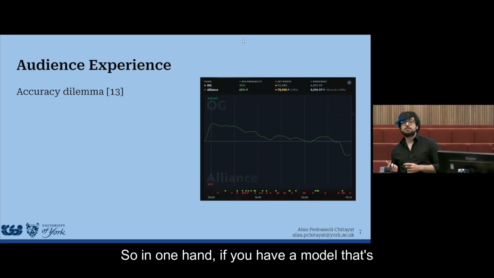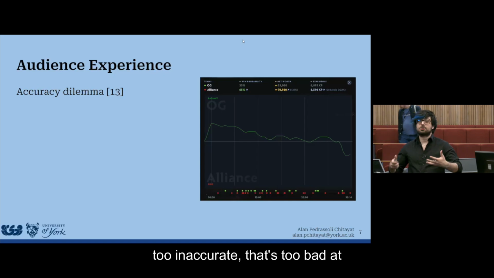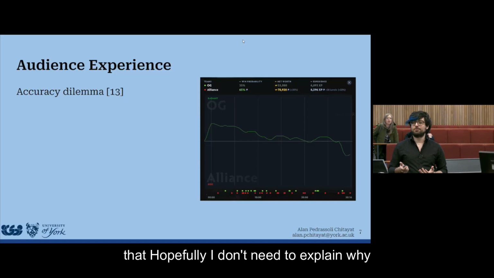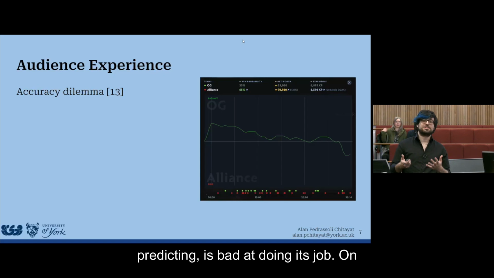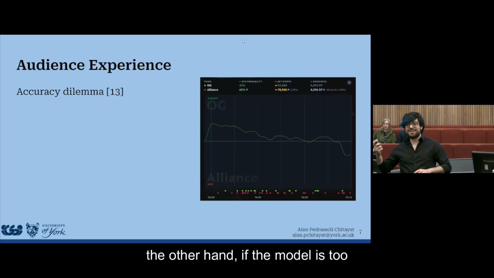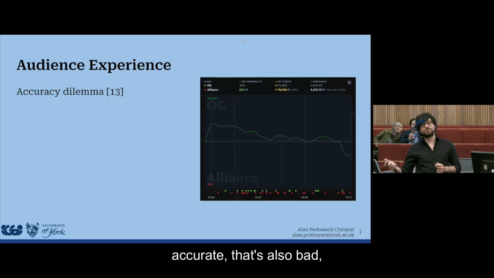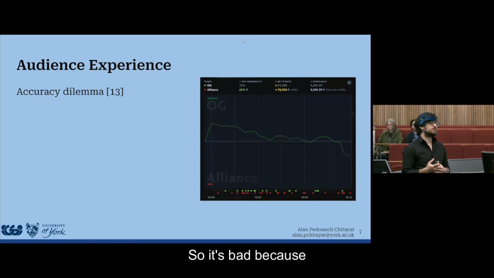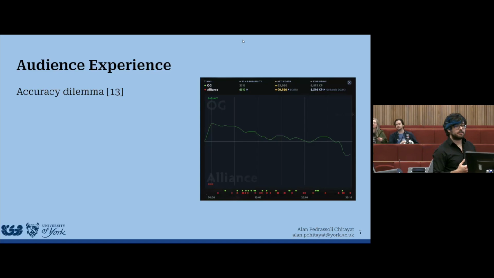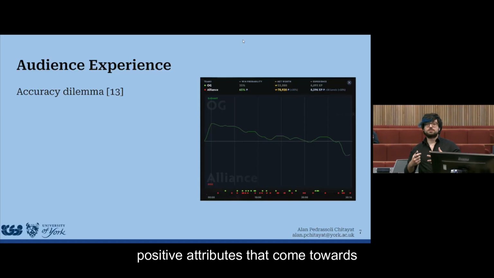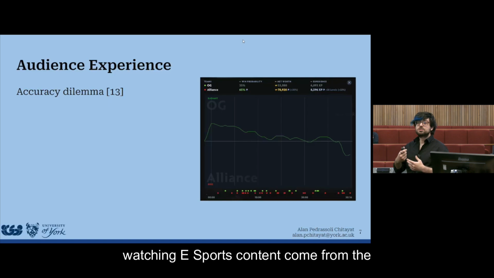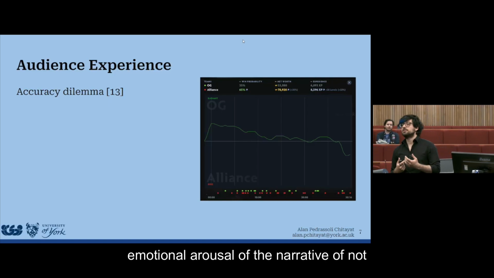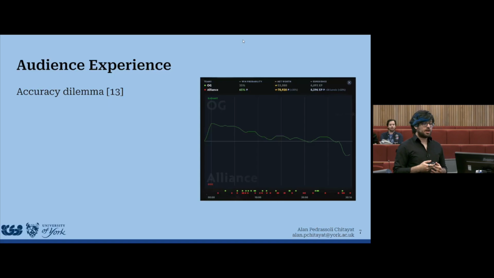On one hand, if you have a model that's too inaccurate, that's too bad at predicting, hopefully I don't need to explain why that's not very useful, because it's bad at doing its job. On the other hand, if the model is too accurate, that's also bad. And that's a bit more nuanced. It's bad because a lot of the excitement, a lot of the positive attributes that come from watching esports content, come from the suspense, from the emotional arousal of the narrative, of not knowing what happens next.